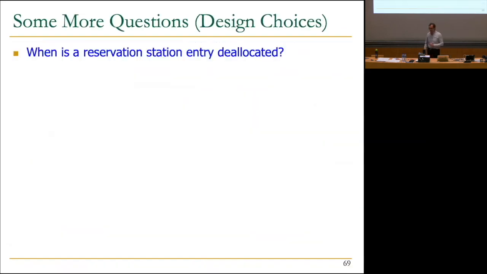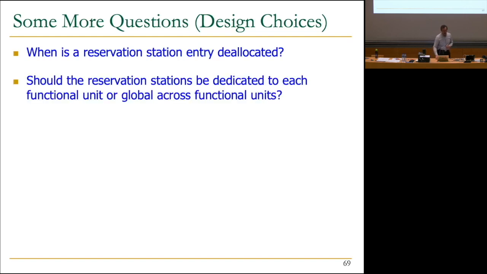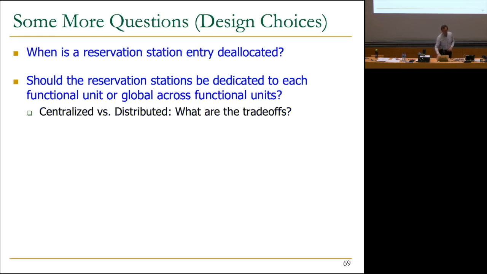We discussed one of these. When is the reservation station entity allocated? Should the reservation stations be dedicated to each functional unit or global across functional units? That's another question. This is actually interesting because it goes into whether a buffer should be centralized or distributed, and there are trade-offs related to this.